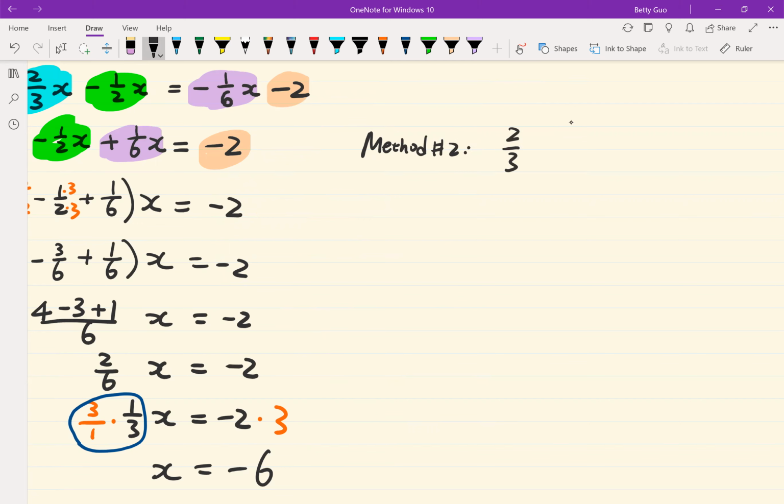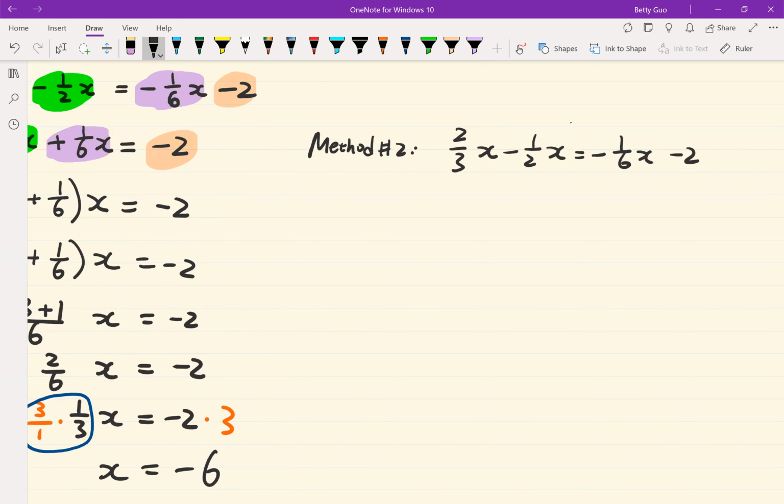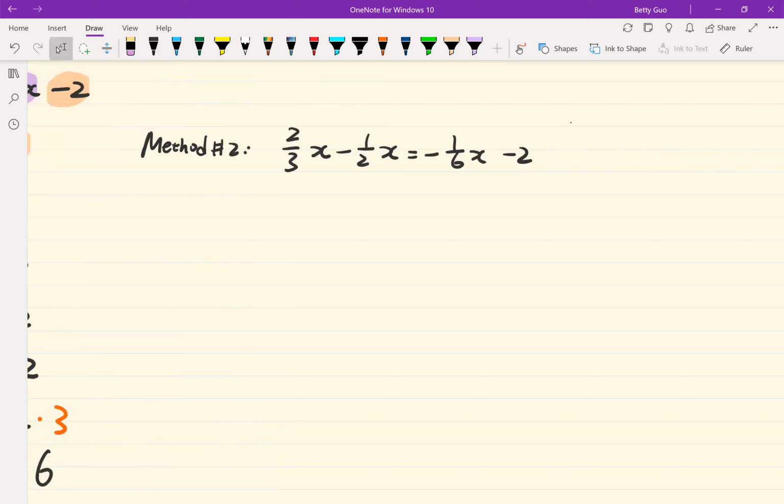Two over 3x. Let me copy the equation again. Minus 1 over 2x equals negative 1 over 6x minus 2. The second method, I know most of you hate fractions. So the second method is we are going to get rid of the denominator at the very beginning. So how do we get rid of the denominator at the very beginning? This is how.